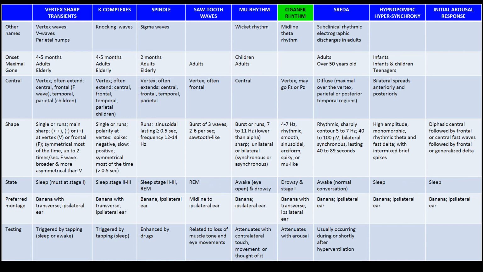This is a general frame I have shown you in the past. This one compiles the central occurring grapho elements. Please take a few minutes again to look at it and compare Zeigarnik rhythm with all the others.